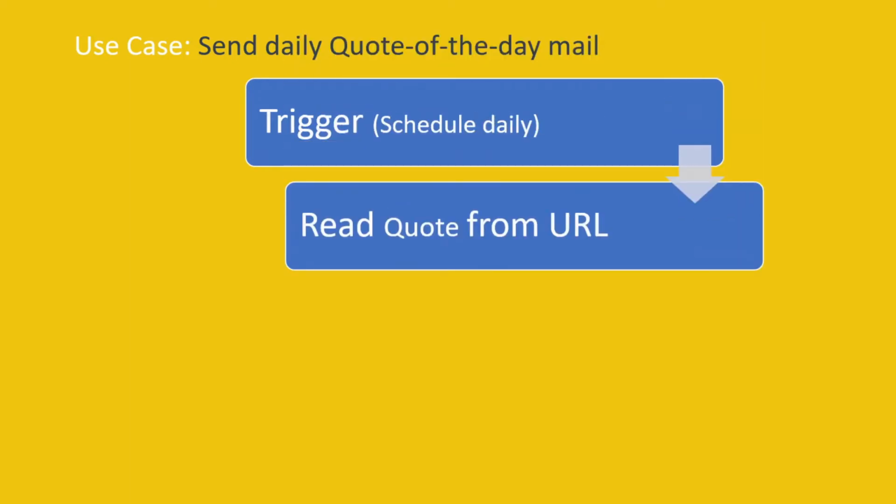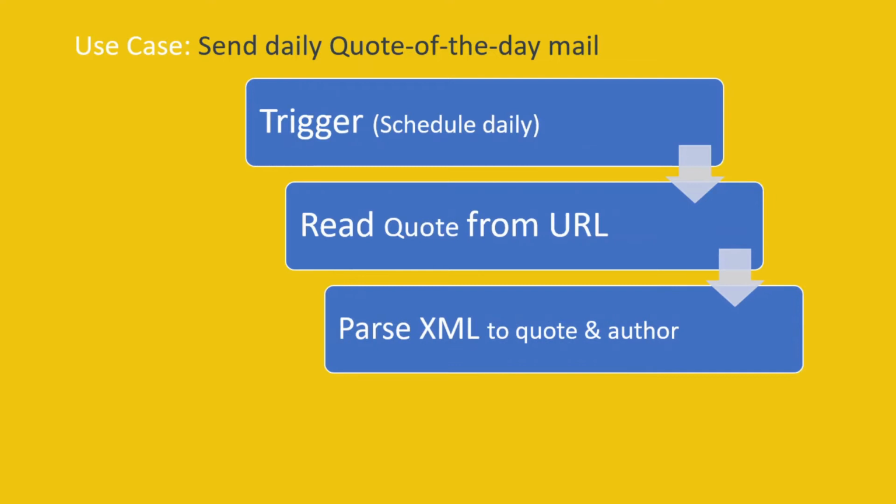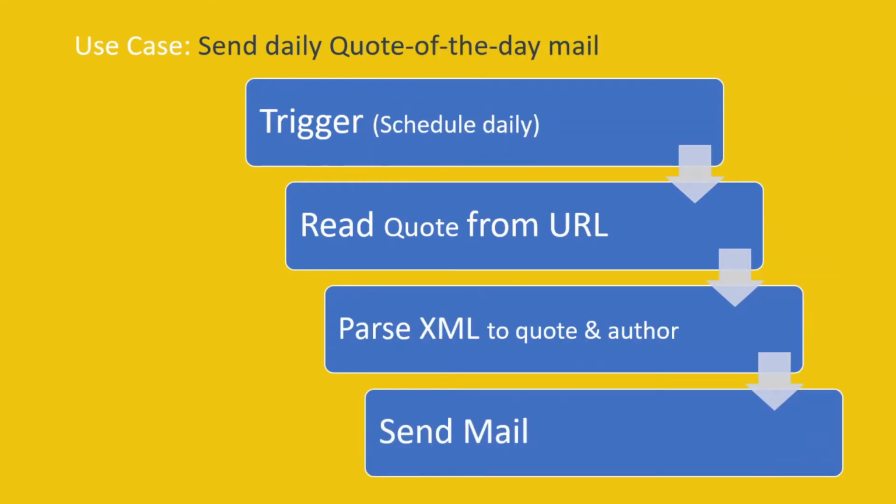Next, we will read a quote from a URL. There are many services available. This quote will be received as XML or JSON. Different providers give you different formats. So from that content you will have to parse and extract the required information. In our case it's just the quote and author, and at the end we will have to send an email with that information. That's what we are trying to achieve here.